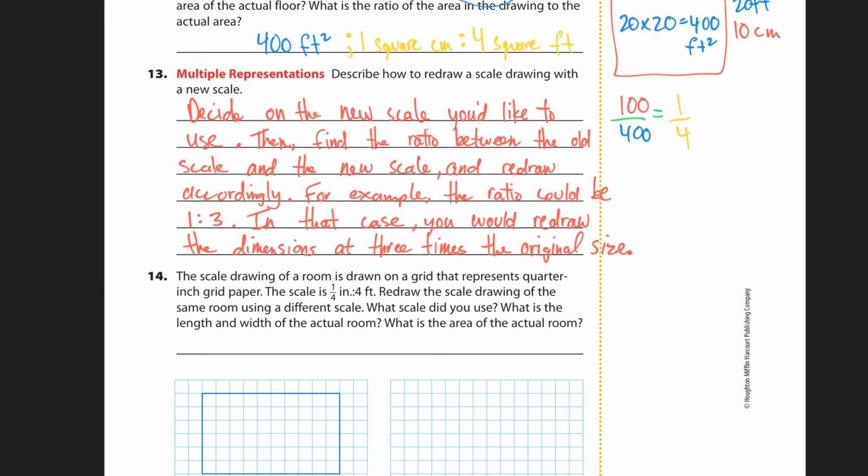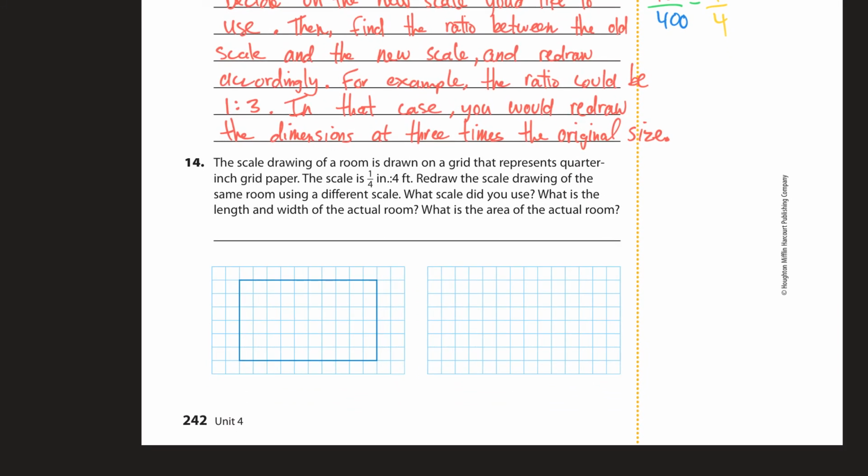Okay, let's go into our last question. The scale drawing of a room is drawn on a grid that represents a 1/4 inch grid paper. The scale is 1/4 inch is equal to 4 feet. Redraw the scale drawing of the same room using a different scale. What scale did you use, and what is the length and width of the actual room? What is the area of the actual room? All right, so what we can use is a new scale where each 1/4 inch is now going to be 8 feet instead of 4 feet.